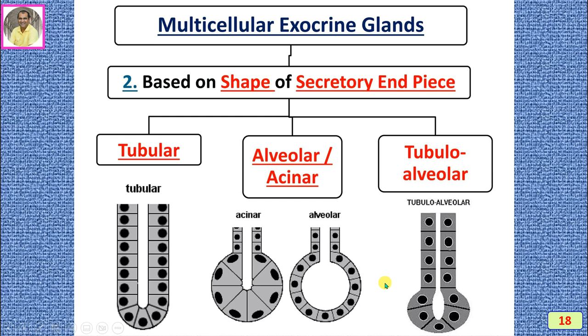So the multicellular exocrine glands are classified based on the shape of the secretory end piece, like tubular. If it has a tube-type structure, then it's called a tubular gland. Sometimes they are also called alveolar or acinar cells, like the cells of the lungs and also the milk glands. Whereas tubulo-alveolar means a fusion of the tube-type structure followed by the acinar-type structure.